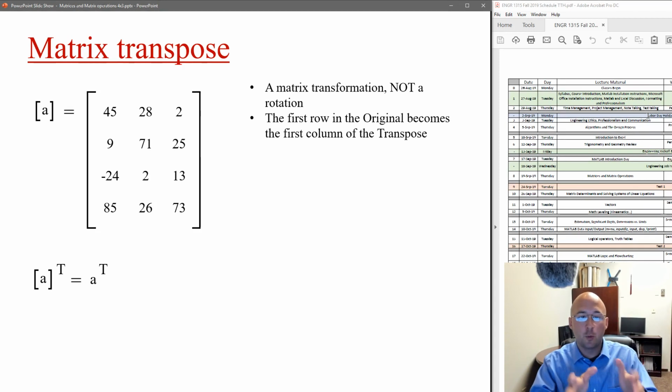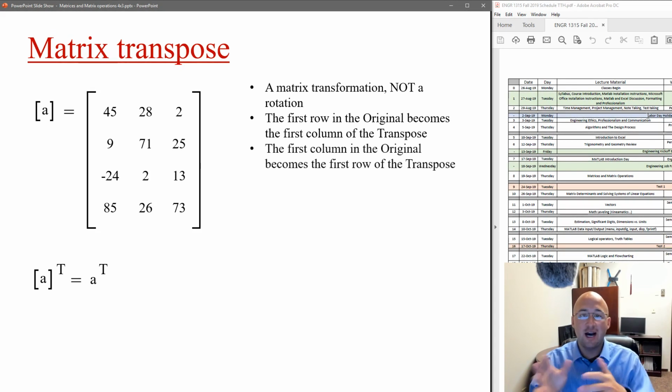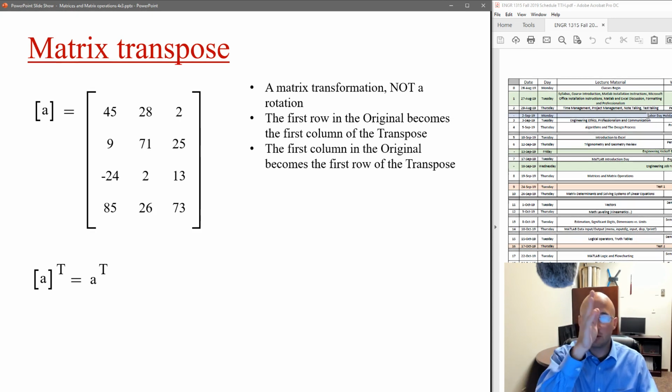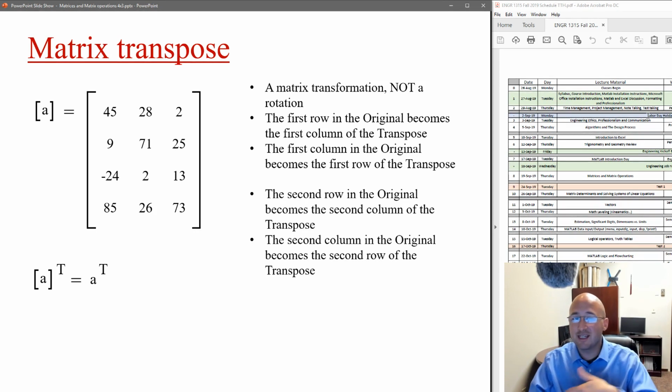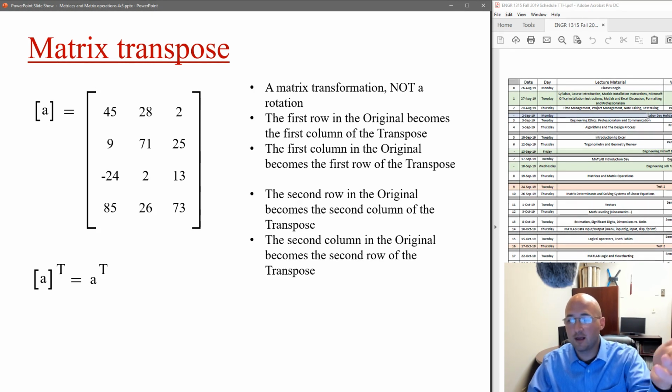I have an original matrix and I have its transpose. The first row in the original becomes the first column of the transpose. The first column in the original becomes the first row of the transpose. Original to transpose. It just works that way. The second row in the original becomes the second column in the transpose. The second column in the original becomes the second row in the transpose.